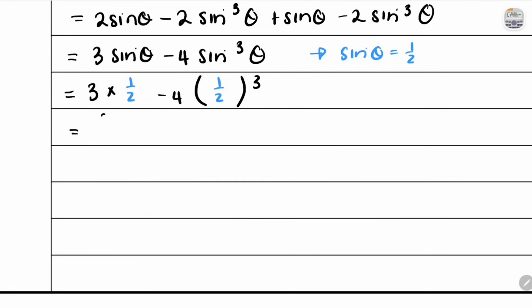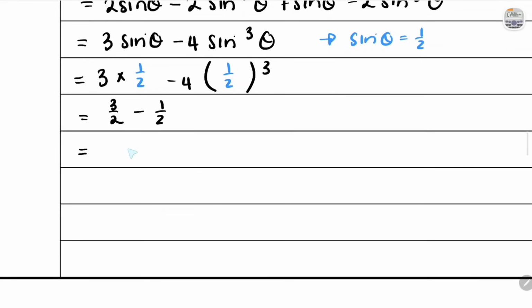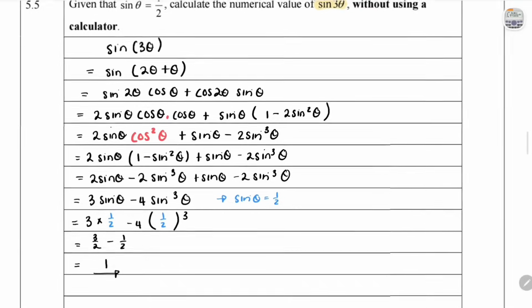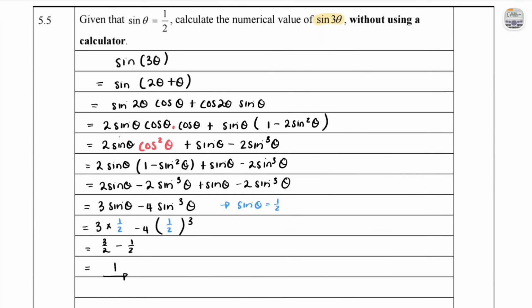Okay, so these together give us 3 over 2. Now 1 over 2 cubed is 1 over 8. When you multiply this by negative 4, that's just negative 4 over 8, which simplifies to negative a half. 3 over 2 minus a half is 1. That's 2 over 2, 1. And so our final answer is 1. And that is the answer to that question. And that is it for question 5.